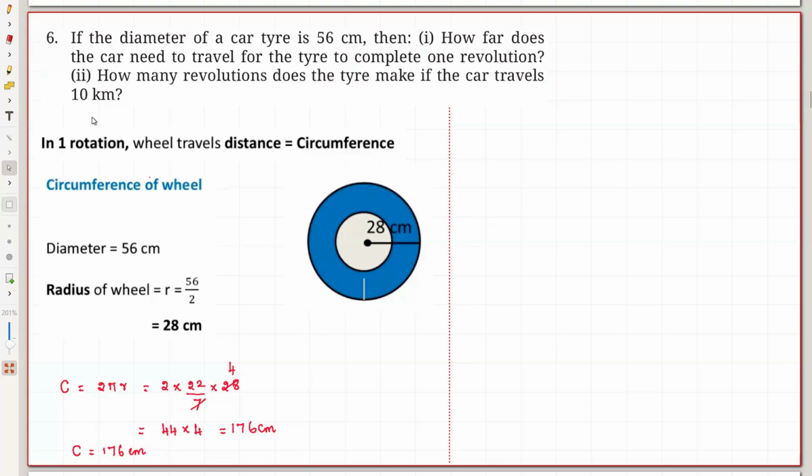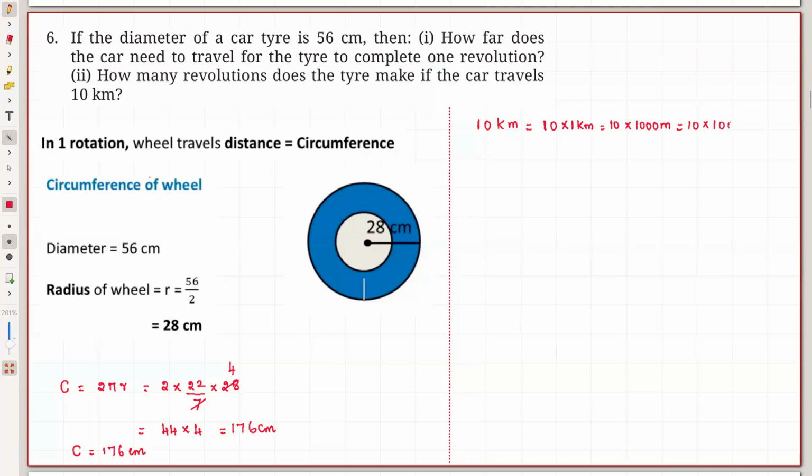First of all, we'll convert 10 kilometer into how many centimeter. So 10 kilometer means 10 into 1 kilometer. 1 kilometer is equal to 1000 meter. So 10 into 1000 meter, that is 10000 into 1 meter.